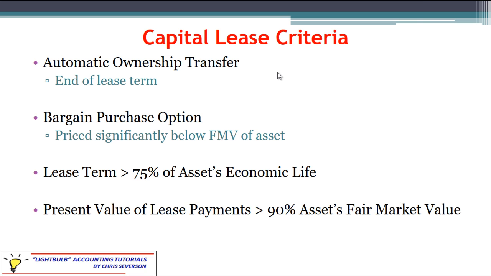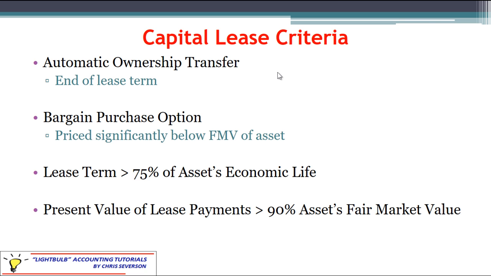Those two are pretty straightforward, but now we get into the quantitative ones. The third: if the lease term is greater than 75% of the asset's economic life. So if this asset has a life of 10 years, and we're leasing it for 8 of those 10 years, which is 80%, the thought here is that we've used up more of that asset's value than any other customer will be able to, so we should be treated as the purchaser of the asset.